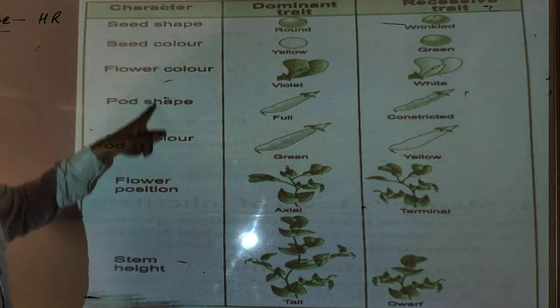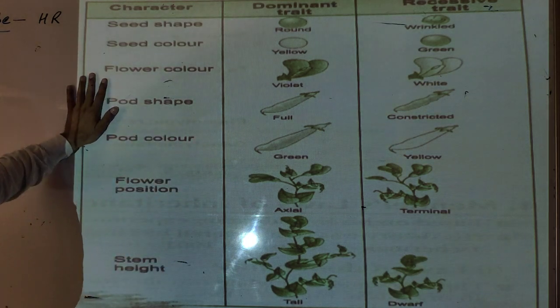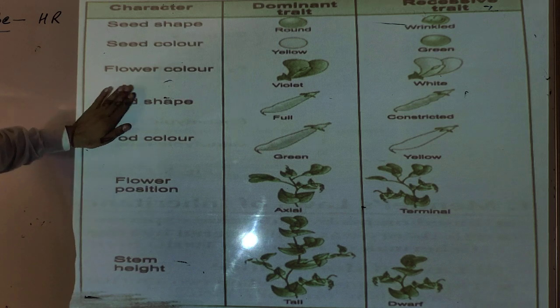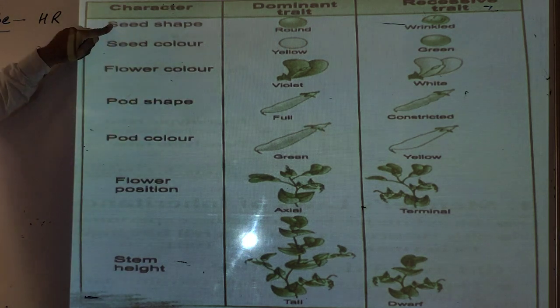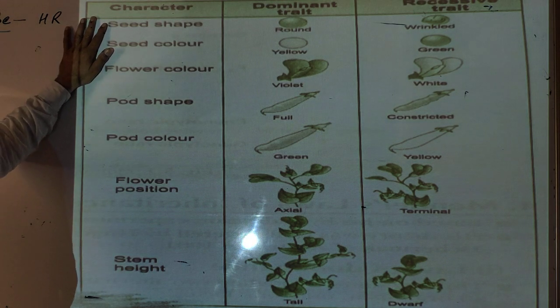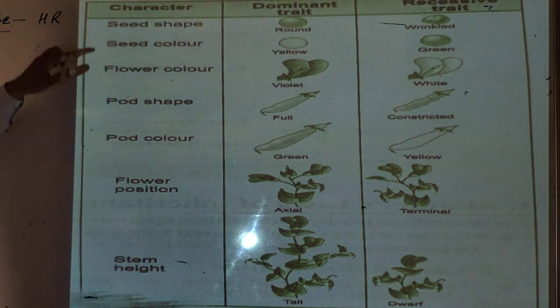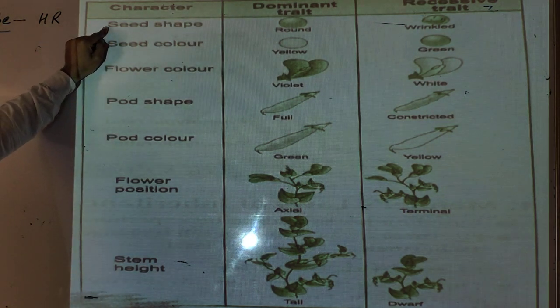So definitely you have to go through that table, which is the dominant and which is the recessive. How can we conduct the cross? First, to remember the seven traits: height of plant, position of flower, color of flower, shape of seed, color of seed, shape of fruit, and color of fruit. So first, number one, seed shape.